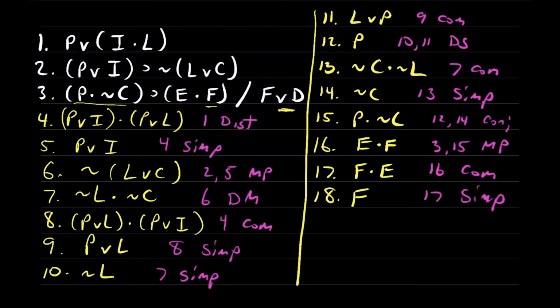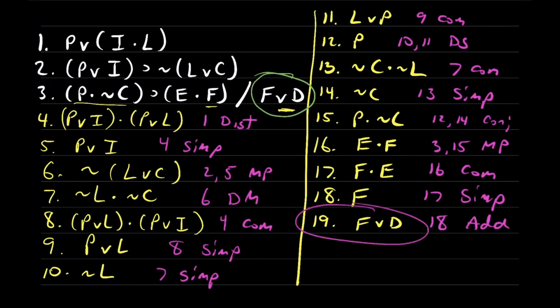And now we're almost done, very last step. We said that if we could get F on its own line, we could then use addition to get F or D. We have F on its own line on line 18, so line 19 will just be F or D. And that would follow now from line 18 by addition. And we are done. We've shown F or D follows.